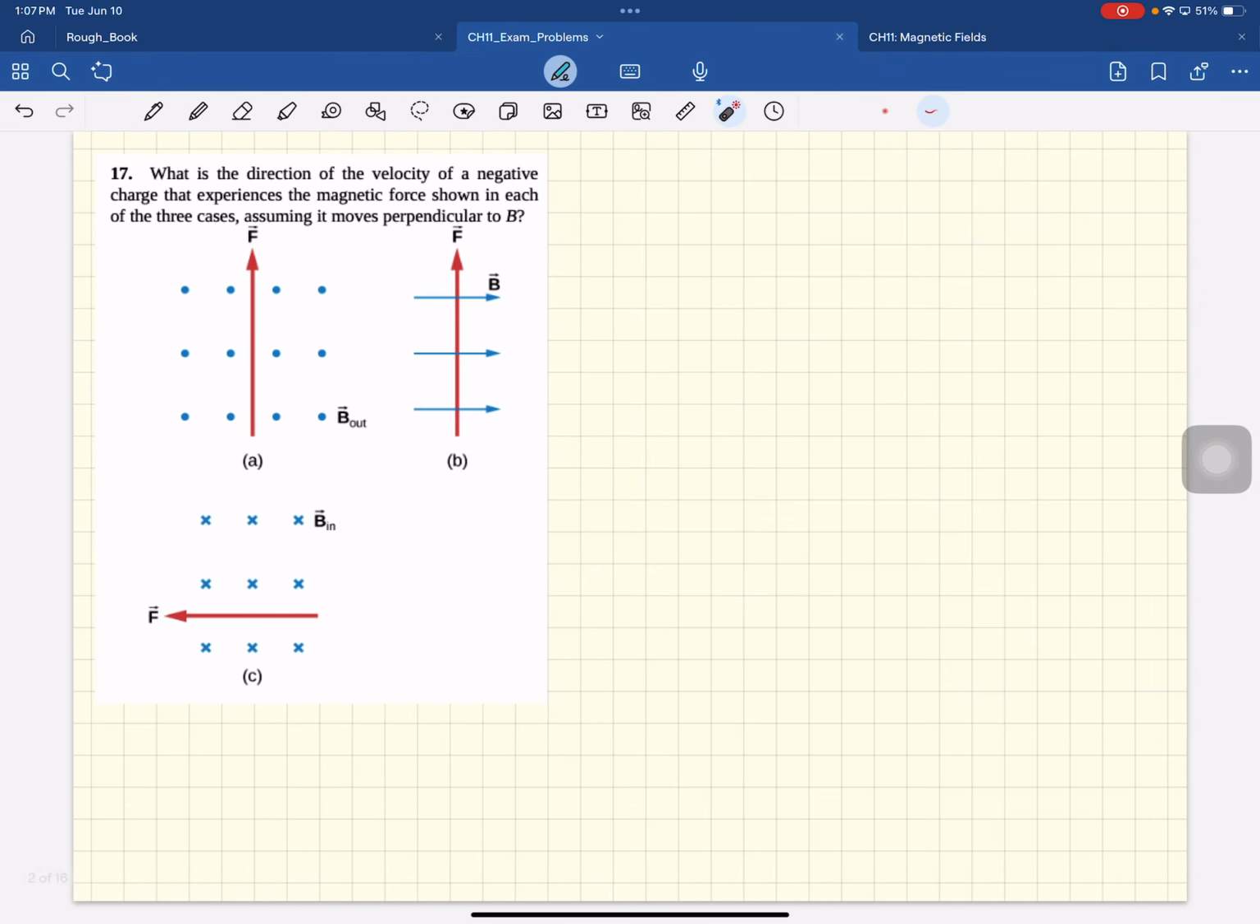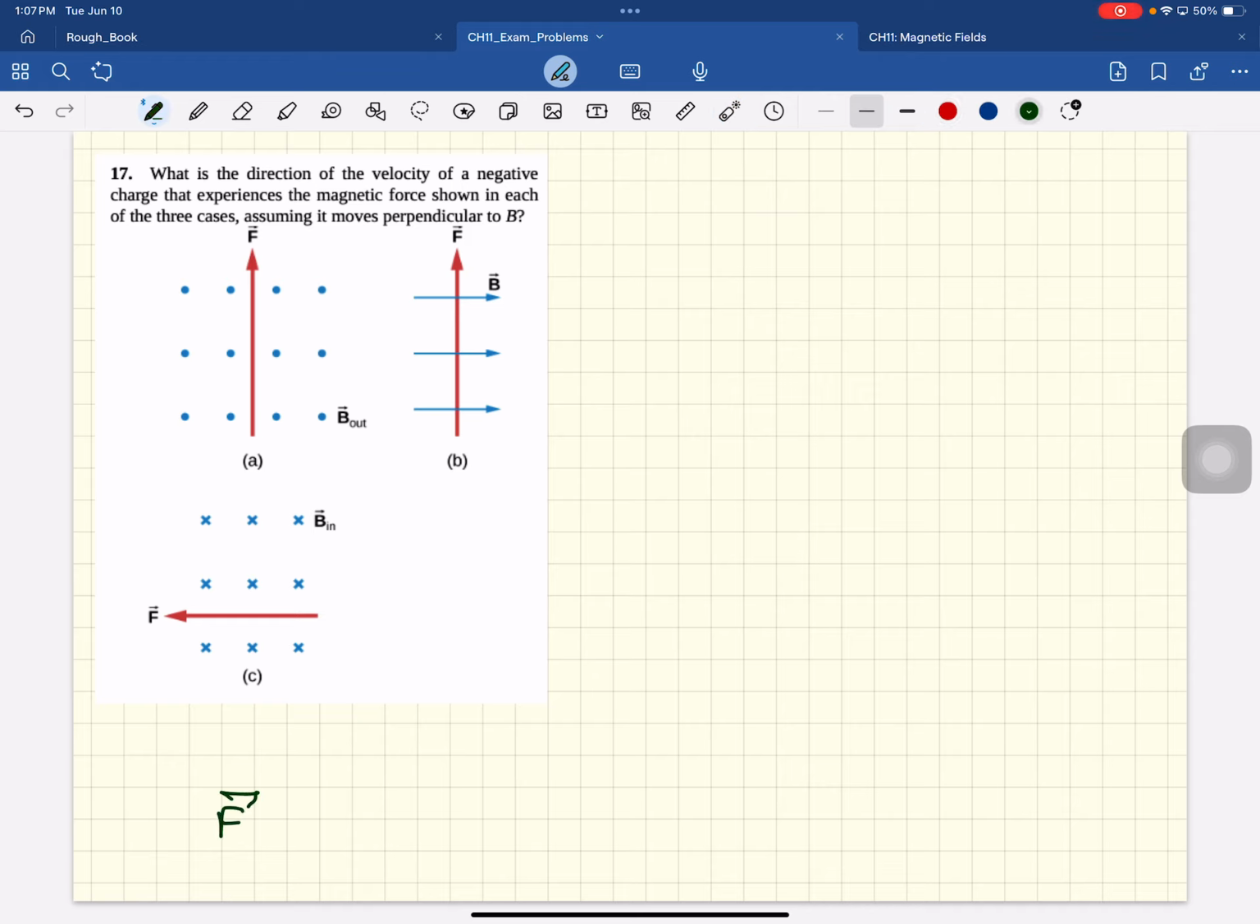All right, so this problem says, what is the direction of the velocity of a negative charge that experiences the magnetic force in each of these three cases? Assuming it moves perpendicular to B. Okay, so this B is coming out of the paper, there's the B, this B is going into the paper.